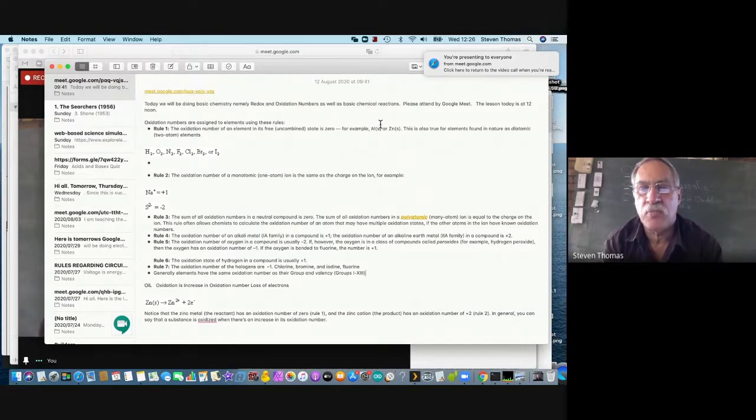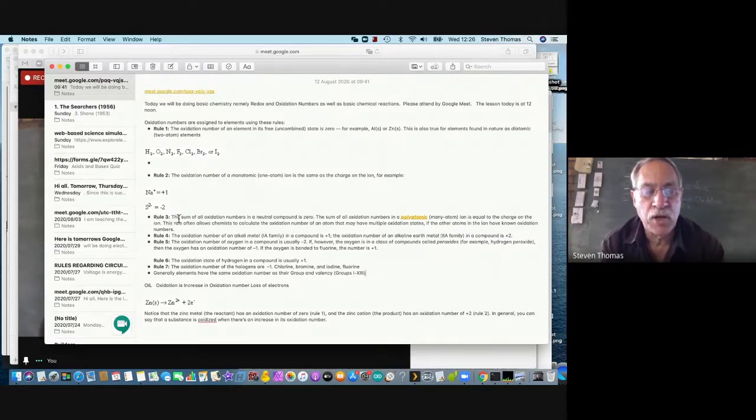For example, aluminium solid or zinc solid, it's got no ions, so its oxidation number is going to be 0. All of these, just elements by themselves, their oxidation number is 0. Don't bother to write it down, just try and remember it. Rule number 2, the oxidation number of a monatomic ion, for example sodium, is the same as the charge on the ion. Sodium's in group 1. When it's lost 1 electron, its oxidation number is +1.